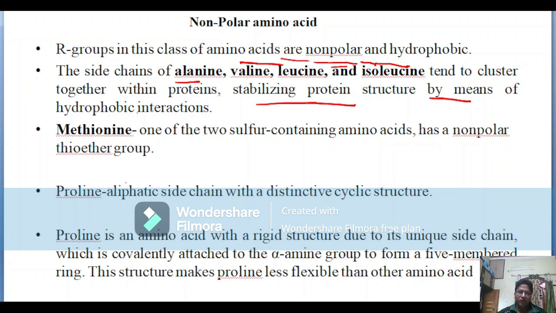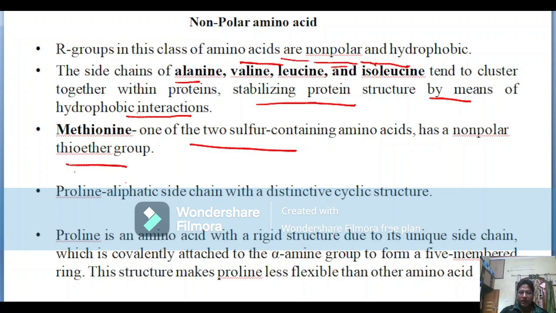Next, among these there is methionine, which is one of the two sulfur containing amino acids. The other sulfur containing amino acid is cysteine. So methionine and cysteine are the two amino acids which are called sulfur containing amino acids. Here, methionine contains the thioether group.